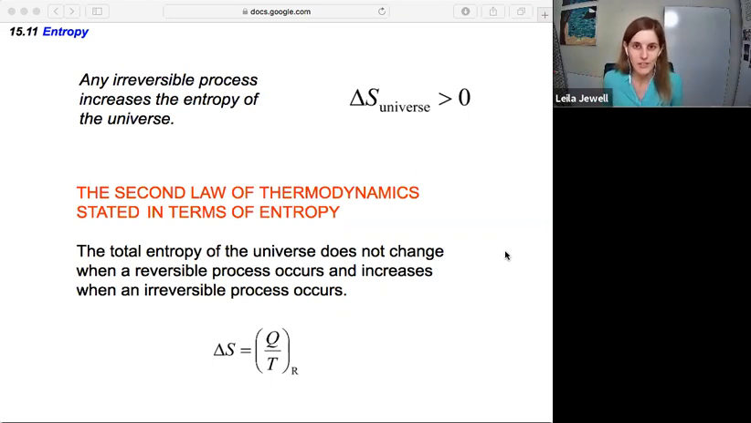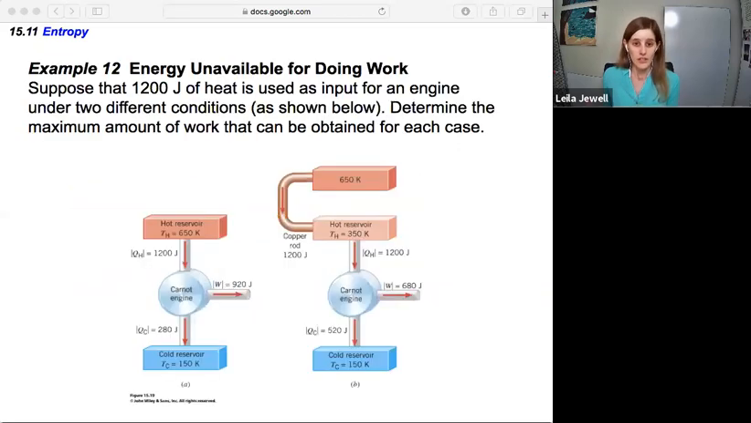So we can look at the effect of these irreversible processes on the work that we can get out, how it can take away from our work available. So example 12, energy unavailable for doing work. Suppose that 1200 joules of heat is used as input for an engine under two different conditions as shown below. Determine the maximum amount of work that can be obtained for each case.